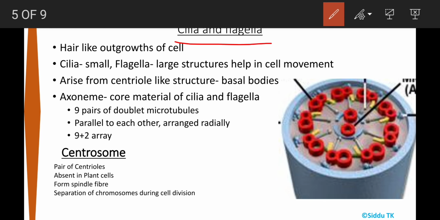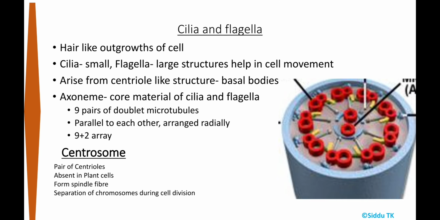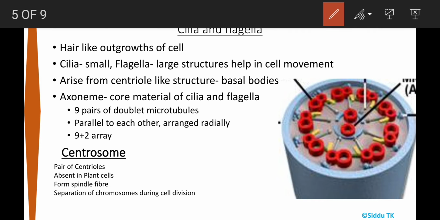Cilia and flagella are hair-like outgrowths of a cell. These mainly take part in the movement of the cell. From a past video, I hope you know about the flagella of bacteria. Here, cilia and flagella of eukaryotic cells are different compared to the flagella of bacteria. Cilia is short compared to flagella. It is the flagella that is mainly involved in cell movement.